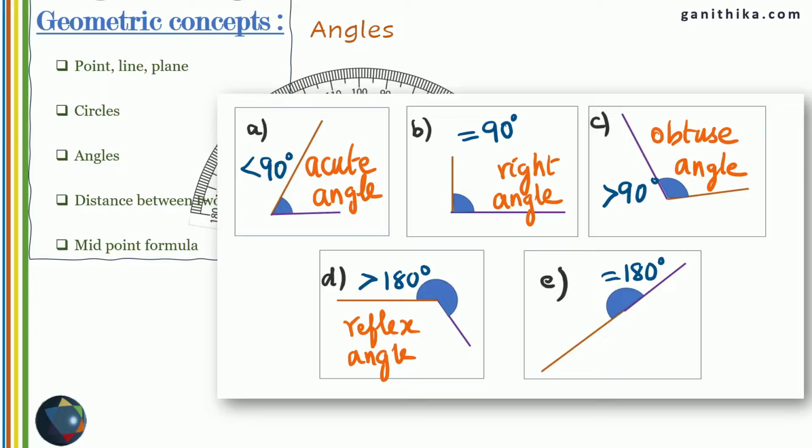And exactly equal to 180 degrees, you know it is on the straight line, right? Therefore, this is called a straight angle. 180 degrees is called a straight angle. 90 degrees is called a right angle. Acute, obtuse and reflex angles are the other three types of angles. So if you are comfortable with this, you can proceed with this video.